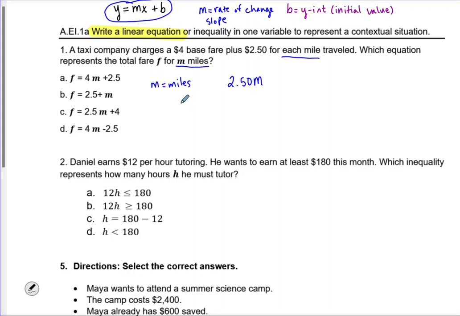And then we also have the $4 base fare. So plus you have the $4, which is constant, that number doesn't change. So we have the slope, which is $2.50 per mile, so for every mile it goes up $2.50, and you have that $4 fare. Anyway, that's the equation right there. Let's see if we can find it in our answer choices. $2.50 per mile plus $4. Slope and y-intercept.